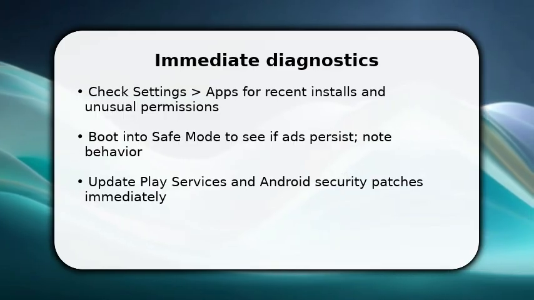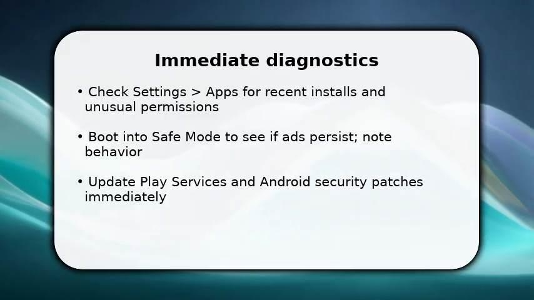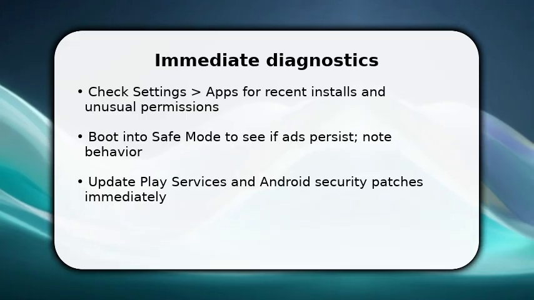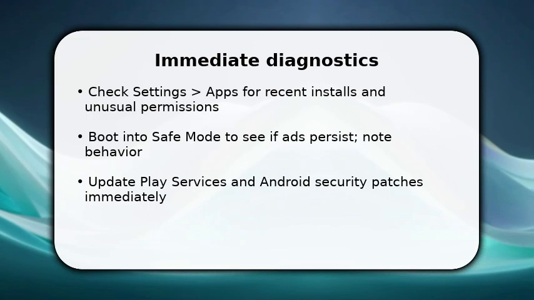Make sure Google Play services and system updates are current. Outdated components can let adware bypass filters. Once done, collect app names you removed for later verification.